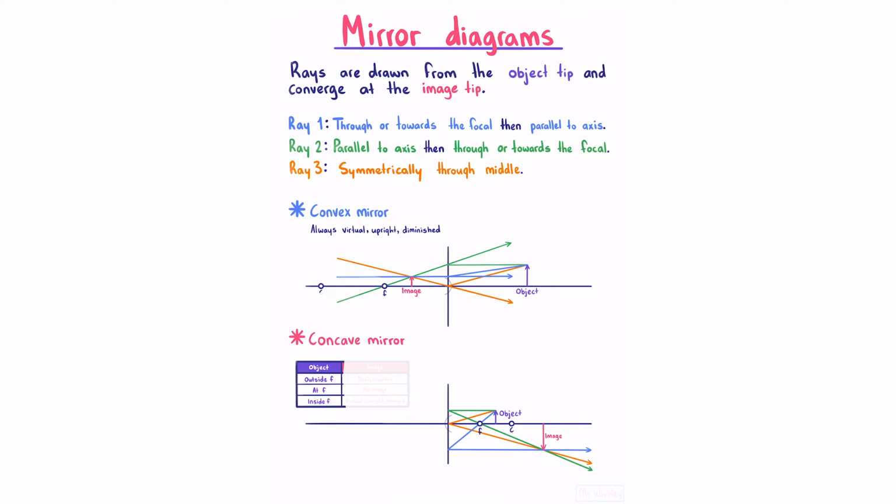So for an object outside the focal, our image is real and inverted. If it's at the focal, our rays will be parallel, meaning that they don't converge and no image will be formed. If the object is inside the focal, we will see a virtual upright and enlarged image.